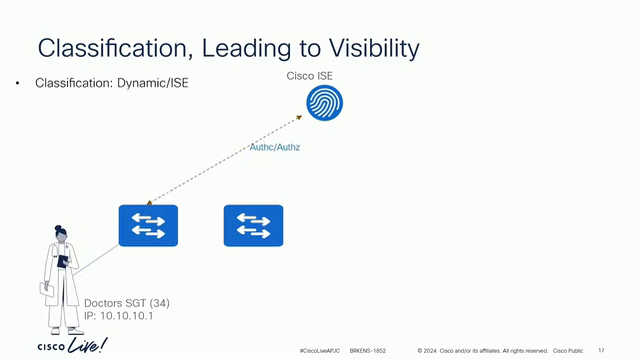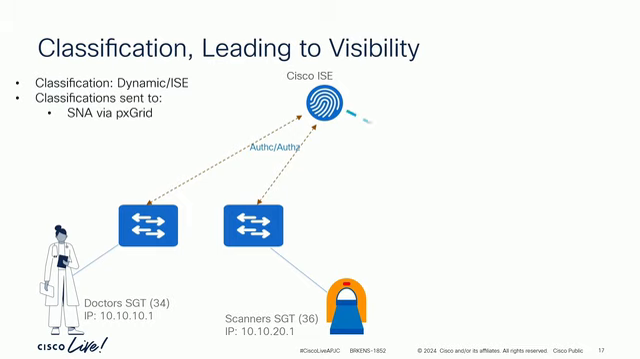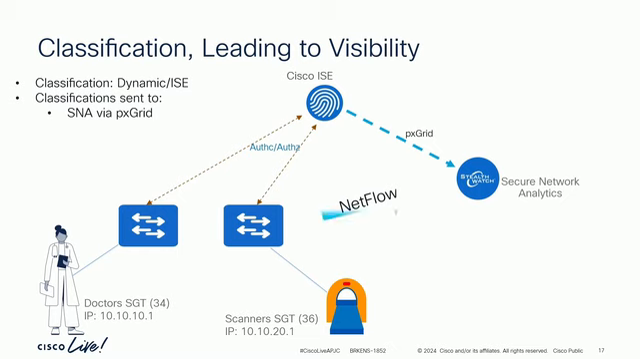This is an example. We've got a doctor connecting to this left-hand switch, and we're authenticating with ICE, and ICE through authorization is assigning an SGT, in this case, the doctor's SGT. The right-hand switch, we've got a scanner, connects, authenticates with ICE. ICE assigns the SGT, in this case, the scanner's SGT. We don't need policy initially because we now have visibility. These things are assigned into groups.